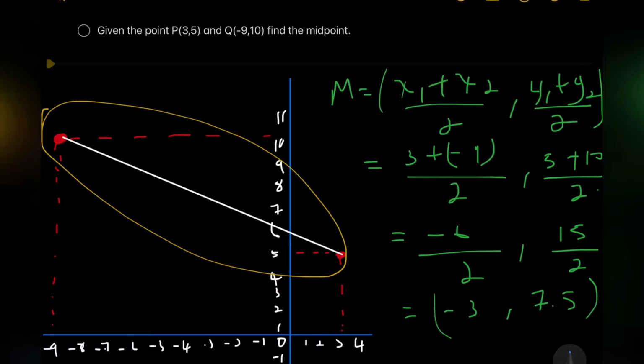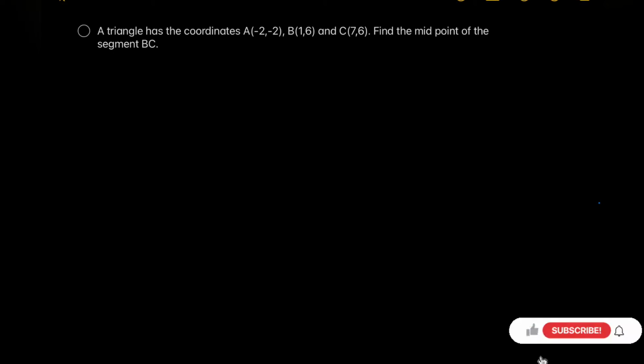Graphically, this point is our 3 on the x-axis, so this is our x-coordinate. And if we go all the way up to our line segment, then this point should correspond to 7.5. This is not drawn to scale, but if it was, then where it meets here would be 7.5. So this is our question.